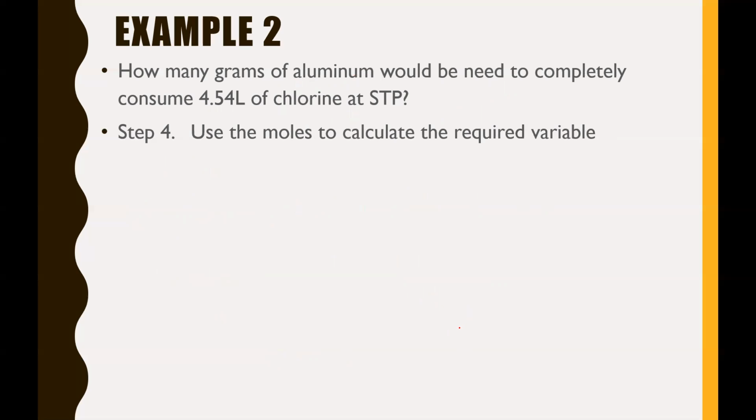Step 4, use the moles to calculate the required variable. We're looking for grams. We have moles. What connects grams to moles? Hopefully you know by now it's your molar mass, right? So your molar mass of aluminum, this is actually a really nice molar mass to deal with. For once in our life, we actually don't have to add a bunch of elements' molar masses together. It literally is just aluminum.